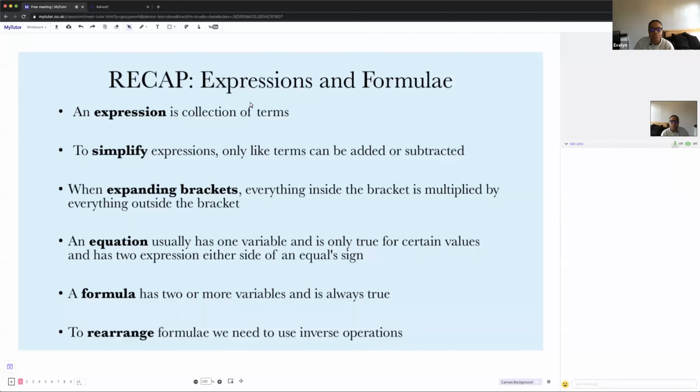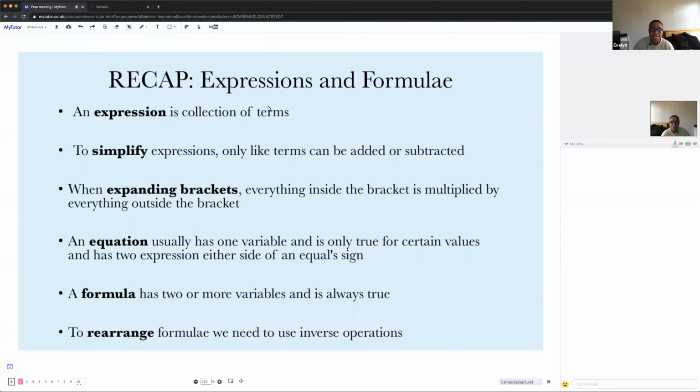For those of you who don't know me, my name's Evelyn, and we're going to be doing this Maths GCSE algebra course every day until Friday. Yesterday we went through expressions and formulae. So here we've just got a little recap of what we did in yesterday's session.